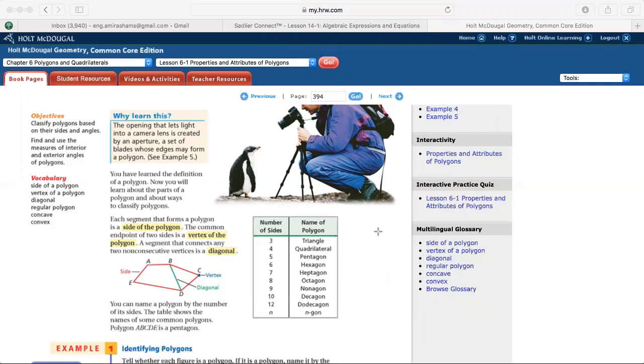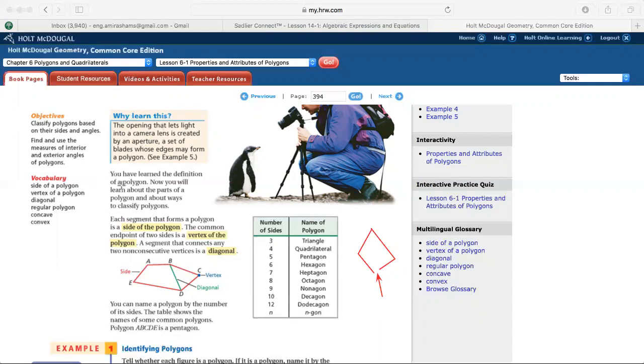Okay, if I have one like this, this is a figure formed from sides, but here it is open. So I cannot call it a polygon, because all polygons are formed from sides and they are all closed, not open. Okay, girls? Okay, so let's read together.